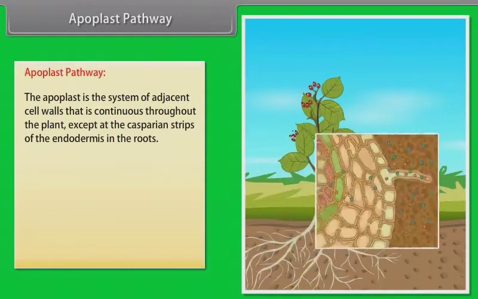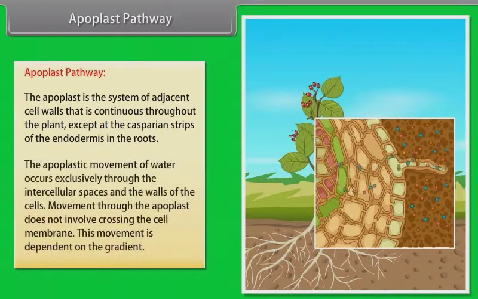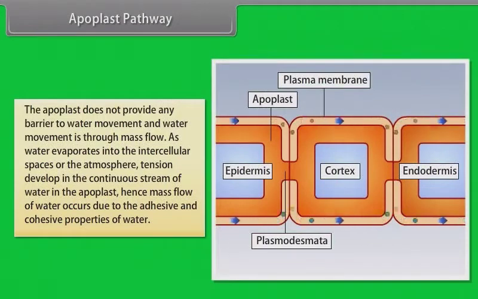Apoplast pathway. The apoplast is the system of adjacent cell walls that is continuous throughout the plant, except at the Casparian strips of the endodermis in the roots. The apoplastic movement of water occurs exclusively through the intercellular spaces and the walls of the cells. Movement through the apoplast does not involve crossing the cell membrane. This movement is dependent on the gradient. The apoplast does not provide any barrier to water movement, and water movement is through mass flow.